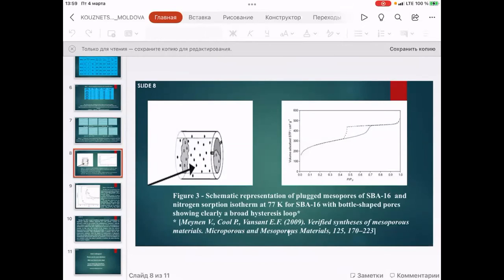Figure three, schematic representation of mesoporous SBA16 and nitrogen sorption isotherm at 77 Kelvin for SBA16 with bottle-shaped or cylindrical pores, showing clearly a broad hysteresis loop.